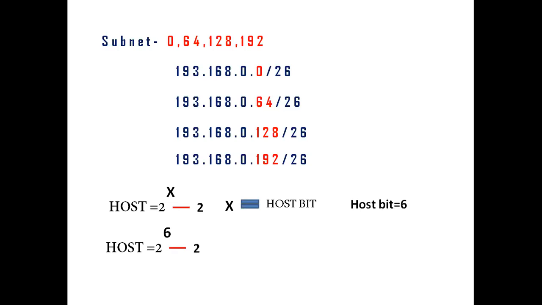Okay, thank you. Please mute the sound here. So host is equal to 2^6 minus 2. The result will be host is equal to 64 minus 2, which is 62. It means that every subnet has 62 IP addresses. So here we have implemented two formulas, one for subnet and one for host.